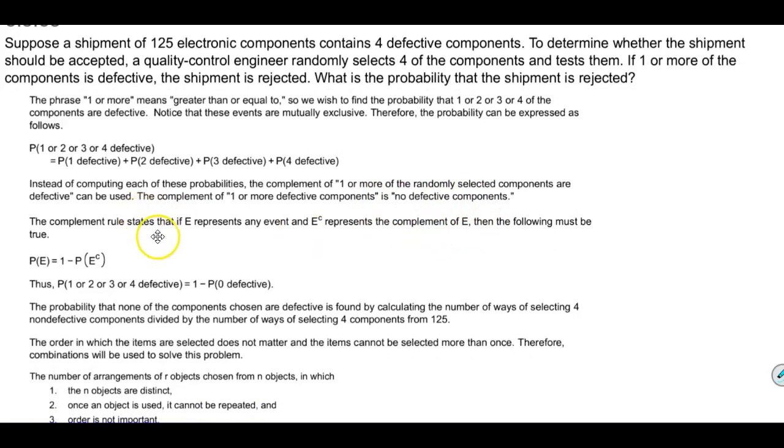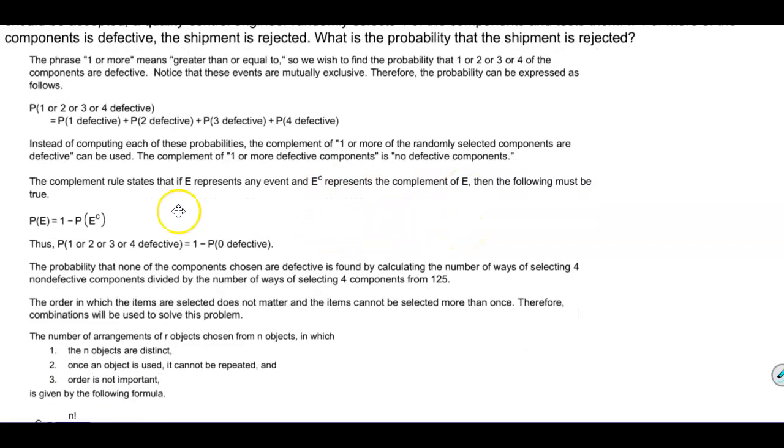The complement rule states that if an event E represents any event and the complement E to the C represents the complement of E, then the following must be true. The probability of E is equal to 1 minus the probability of its complement. Thus, the probability of 1 or 2 or 3 or 4 defective is equal to 1 minus the probability of 0 defective. So we're going to use this formula at the end of the problem.